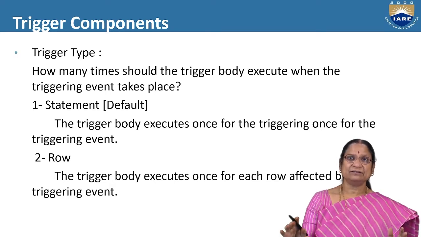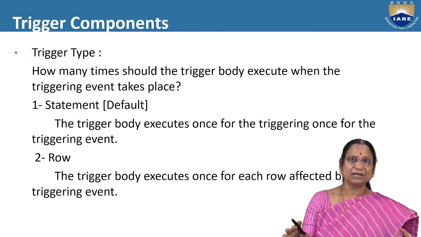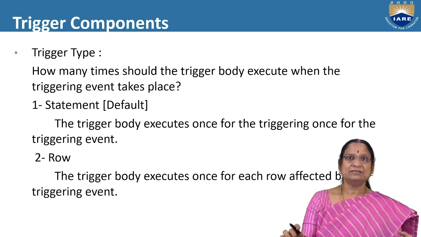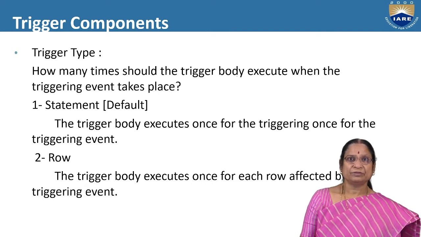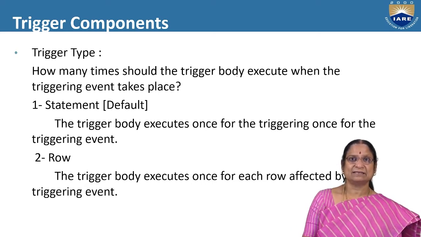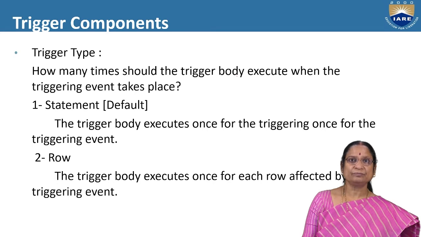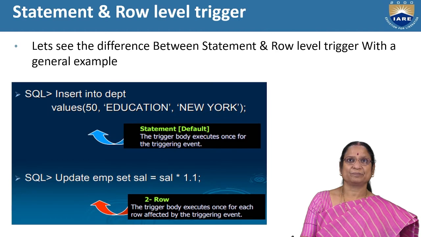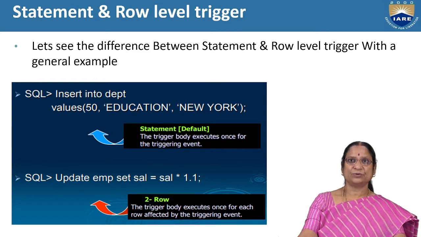So, in summary, the types of triggers are based upon how many times the body of the trigger gets executed. Basically, two types are considered: statement trigger and row trigger. With a statement trigger, the body of the trigger executes only once when the event takes place. But in case of row triggers, the trigger body will get executed when an event is executed, for each row which is affected by that particular event.